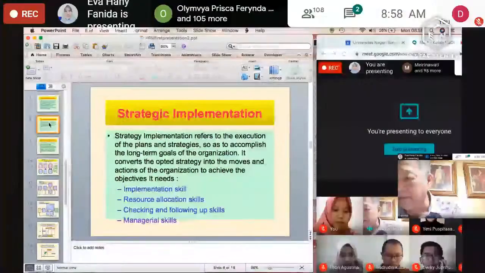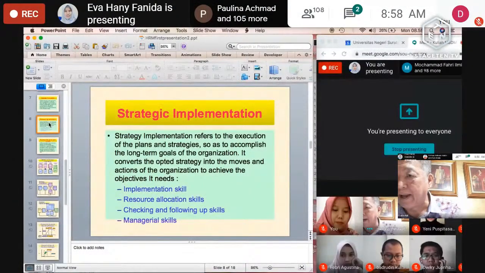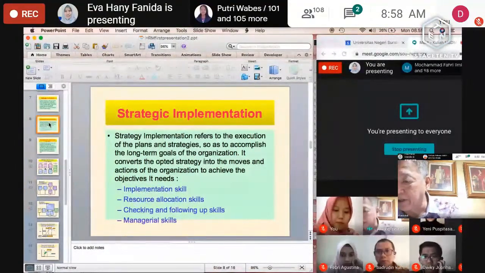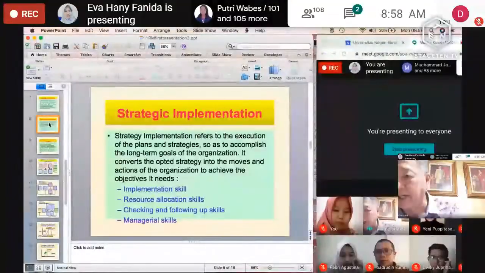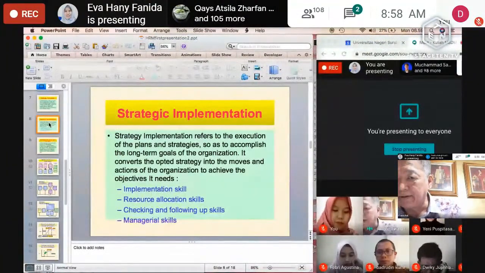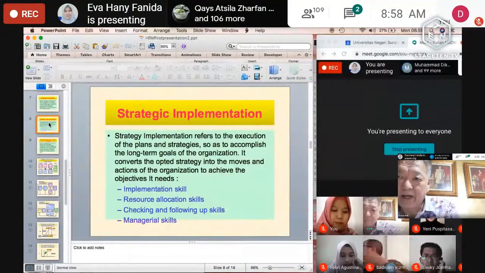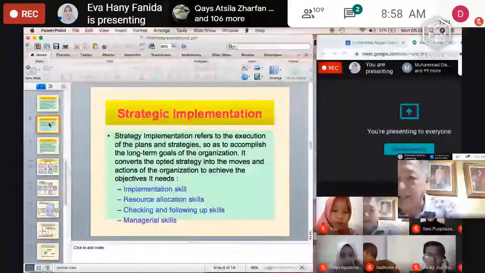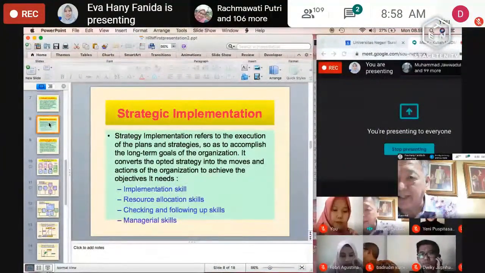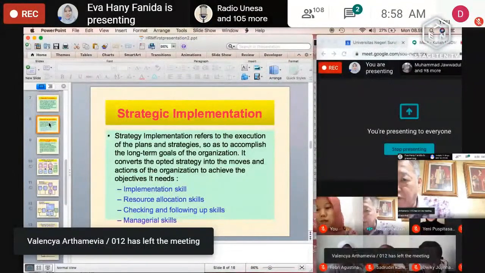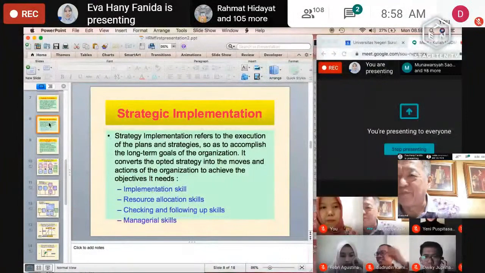So if they are not qualified and you still keep them in the same position, they could not help the organization to implement. So that will be the problem. You need 4 skills in order to make strategy implementation successful: implementation skill, resource allocation skill, follow-up skill, and managerial skill. So this is a very broad answer.